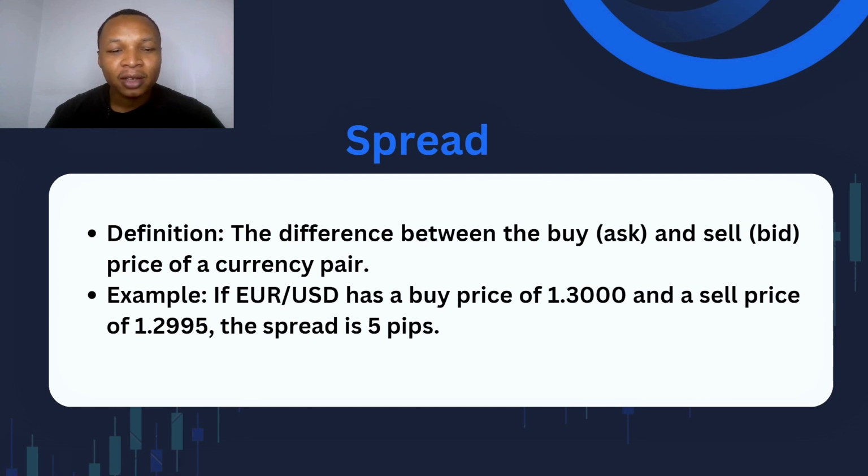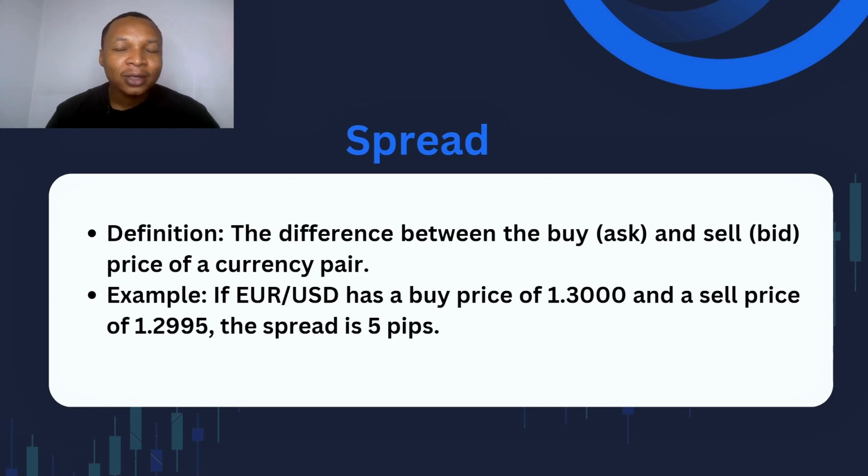If I want to sell Euro USD, in this particular scenario, the broker is willing to buy it at 1.2995. So when I click on the buy option, the price that is activated for me is 1.2995. And if I click on the sell option, the sell price that is activated for me is 1.3000. And the spread is the difference in this price.